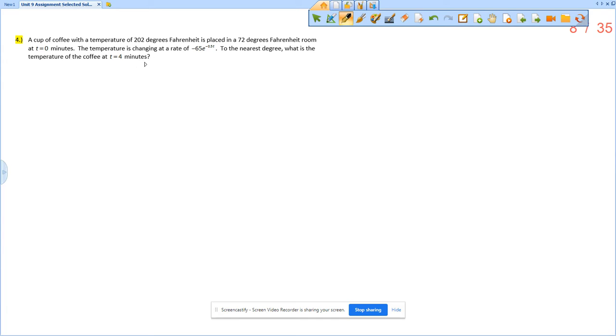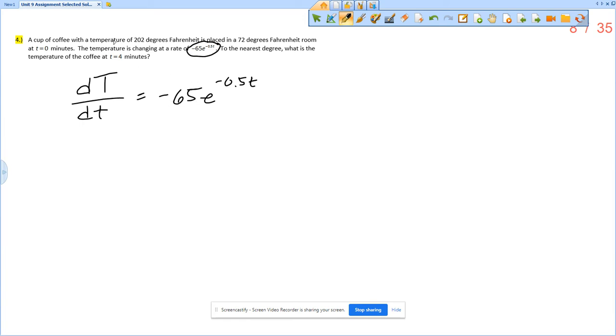All right, so what we need to realize, first of all, is that this is given to us. That's the rate of change of the temperature, right? So I'm going to call that dT/dt. It's the rate at which the capital T temperature is changing with respect to lowercase t time. So dT/dt is negative 65 e to the negative 0.5 t. Now remember, the negative is because the temperature is decreasing as time goes on, right? And so this rate would be negative.